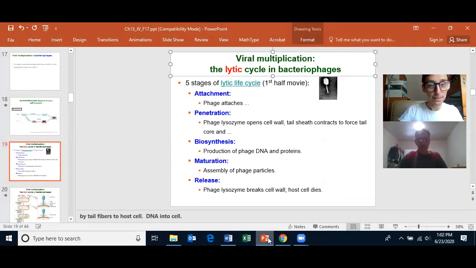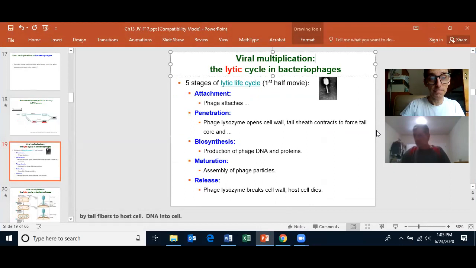If not, this is the last slide we were talking about last time. So we're talking about the viral multiplication cycle, and in bacteriophages.